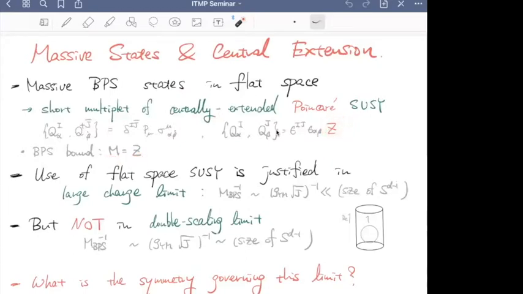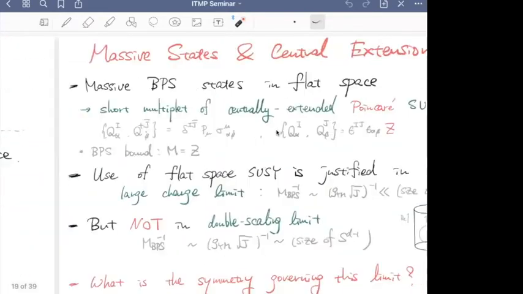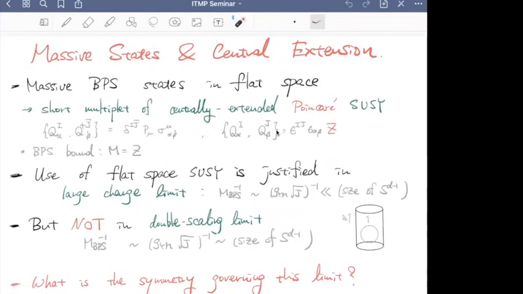And so those states that are responsible for the exponential factors are described by this extended flat space SUSY. And the use of flat space SUSY is certainly justified in the usual large charge limit, because in that limit, the mass of the BPS particle is given by g_YM times square root of J. But in the usual large charge limit, we fix g_YM and take J to be very large. So this is really, really small, which basically says that this is much smaller than the size of the sphere. So the BPS particle doesn't see the curvature of the sphere. That's why we can use the flat space SUSY.